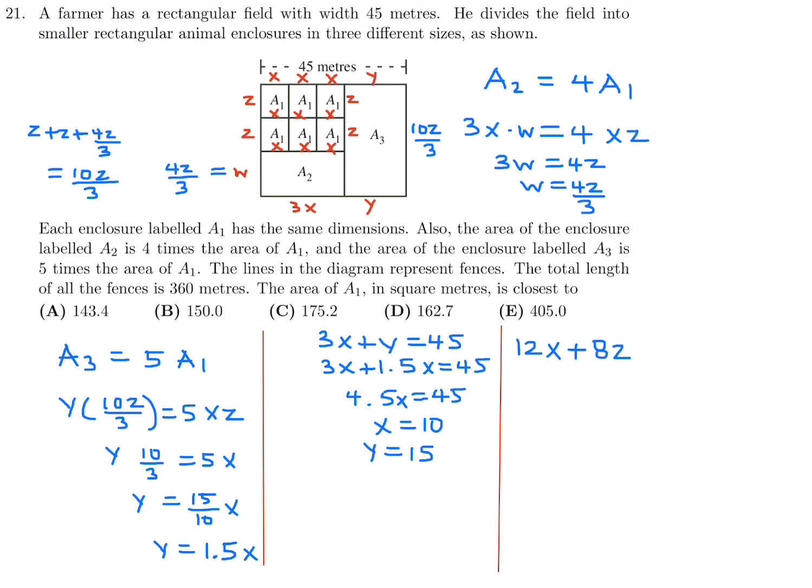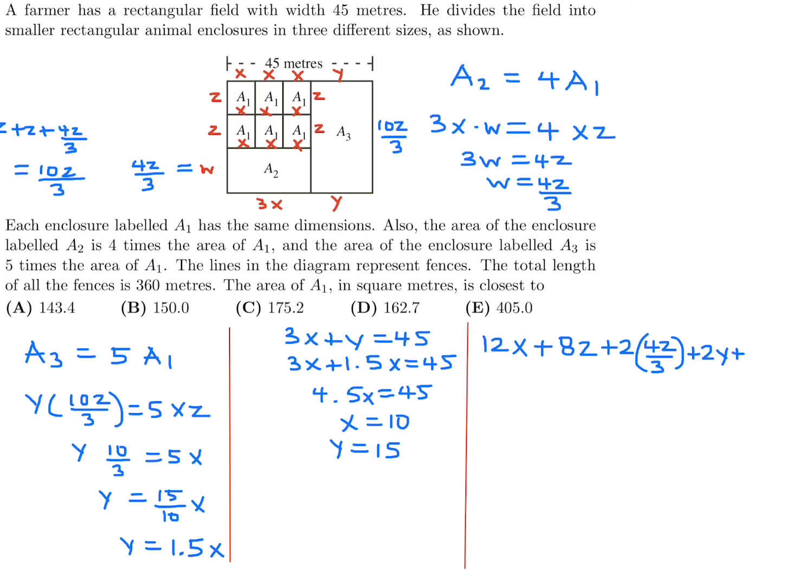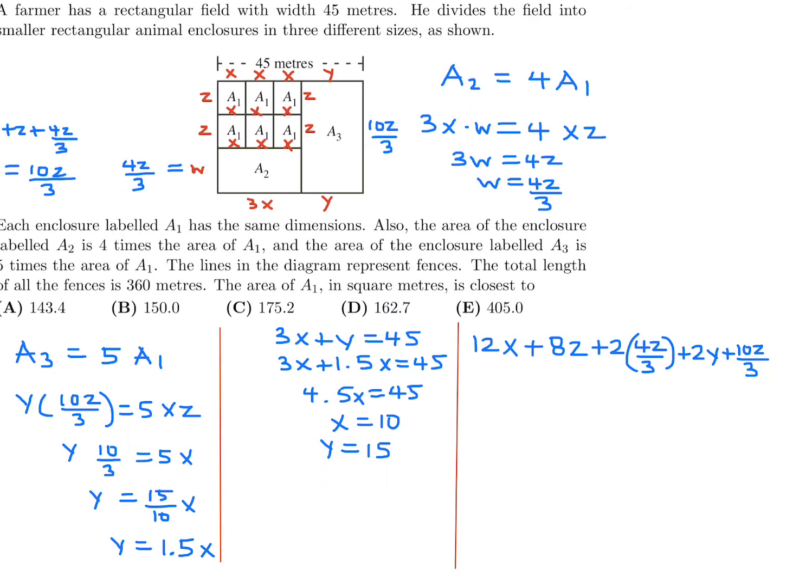And then I've got these two guys here that were 4z over 3. So 2 of those guys. So 2 times 4z over 3. And then I've got 2 y's, and then I've got this 10z over 3. So plus 2y plus 10z over 3. And all of that is equal to 360.